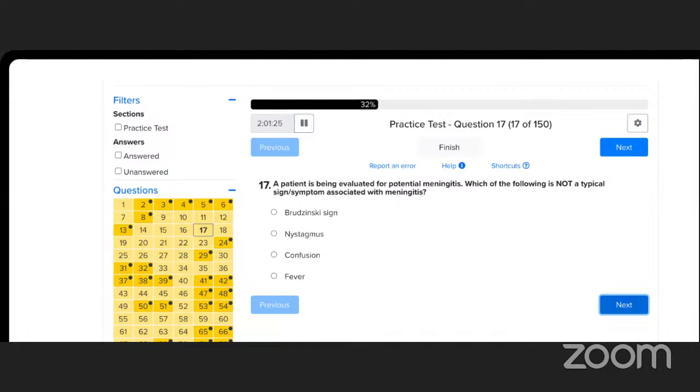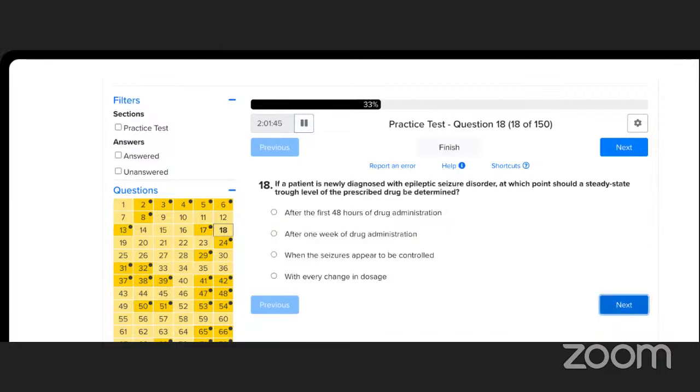Okay, so giving you guys a second. For that one, I'm gonna answer by elimination nystagmus, but I also do not know what Brudzinski is. So when we look at the rationale, just take some time to also review whatever you do not know. Okay, if a patient is newly diagnosed with, I'm gonna skip 18.